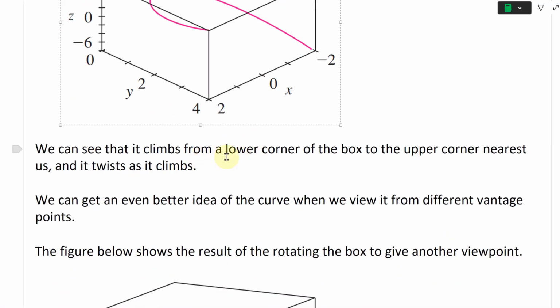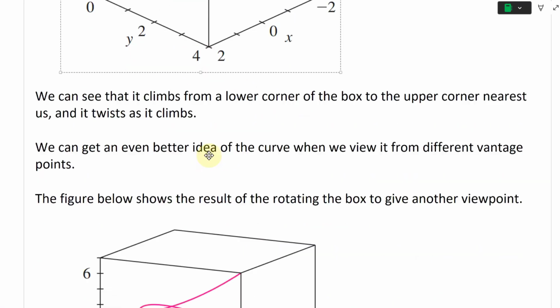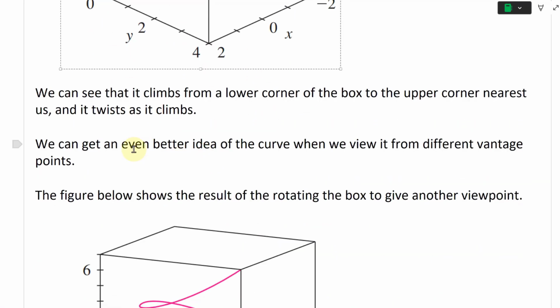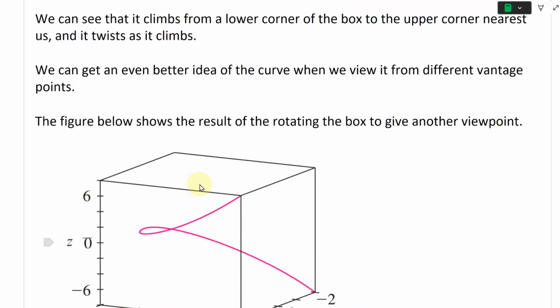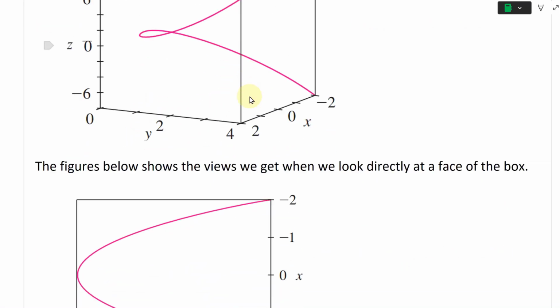We can see that it climbs from the lower corner of the box to the upper corner nearest us, and it twists as it climbs. So it's a twisted cube there. We can get an even better idea of the curve when we view it from different vantage points. The figure below shows the result of rotating the box to give it another viewpoint. If you rotate it, it looks like this, and it curls up like that. It's a pretty cool setup.